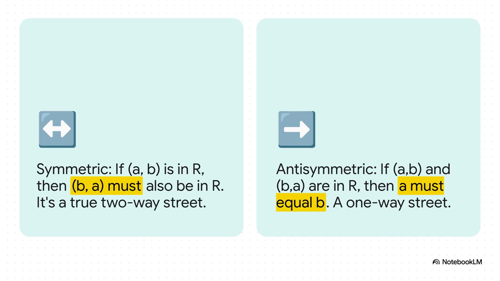Now on the right, you have antisymmetric. Think of this as a system of one-way streets. A path from A to B is totally fine. But if you also have a path from B back to A, that's a problem, unless A and B were the same thing to begin with. So a loop on one spot is okay, but a true two-way road between two different spots is forbidden.